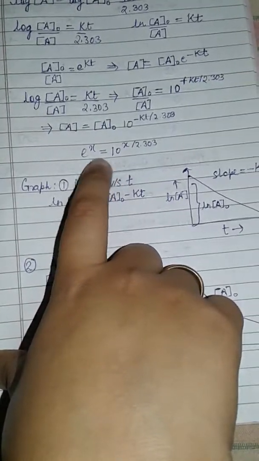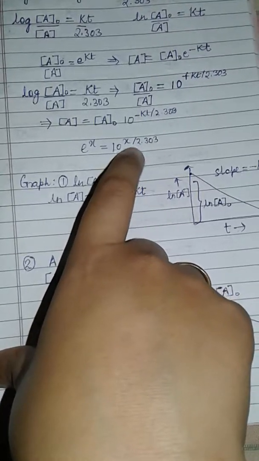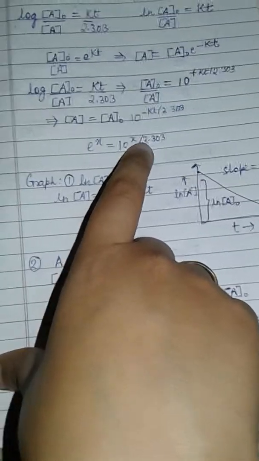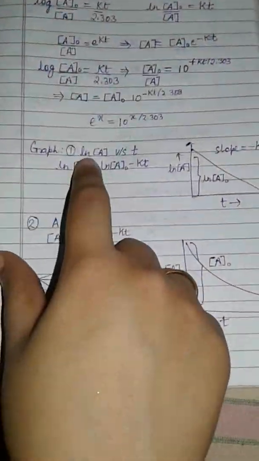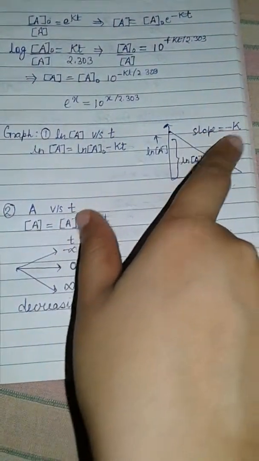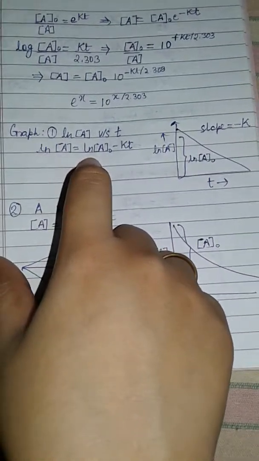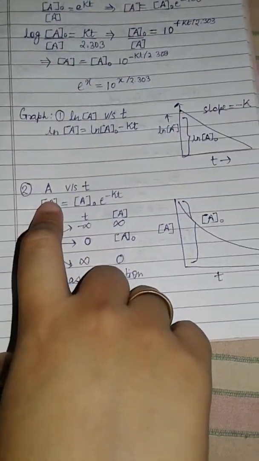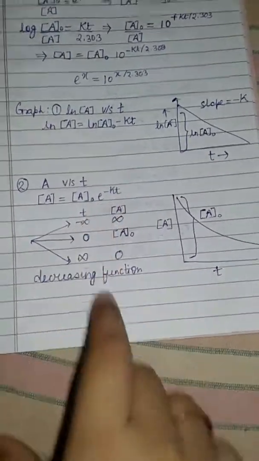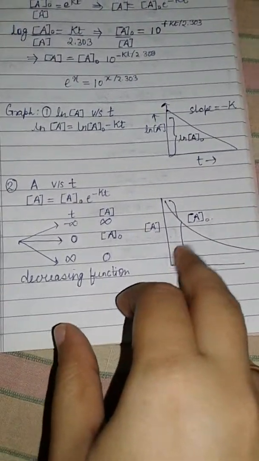We have used this formula, e raised to the power x is equal to 10 raised to the power x upon 2.303. Now the graph between ln a versus t will be this. Slope is minus k, and intercept is ln a naught, because ln a is equal to ln a naught minus kt. Second graph is between a versus t. We know a is equal to a naught e raised to the power minus kt. So the graph is like this, and intercept is a naught.